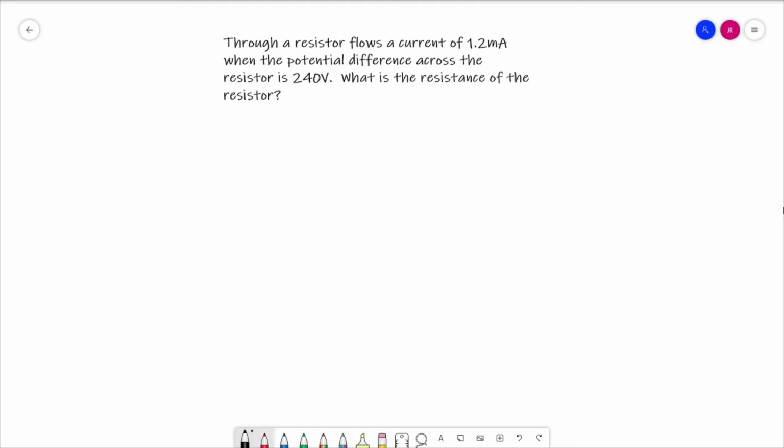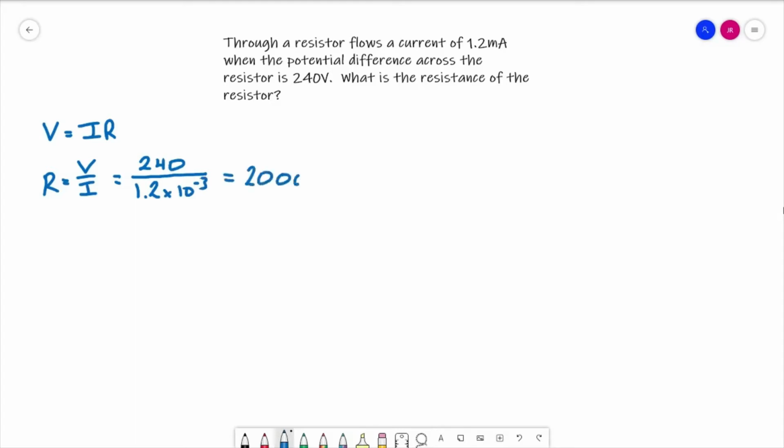So this hopefully should be a relatively straightforward question. The equation we're going to use is Ohm's law, which is V is equal to IR. We're calculating resistance, and therefore R is equal to V over I. When we put the numbers in, the potential difference is 240 and the current is 1.2 milliamps. So in your calculator you would do 240 divided by 1.2 times 10 to the minus 3. Now when you hit equals, my calculator tells me 200,000. Now we know that the unit is ohms.